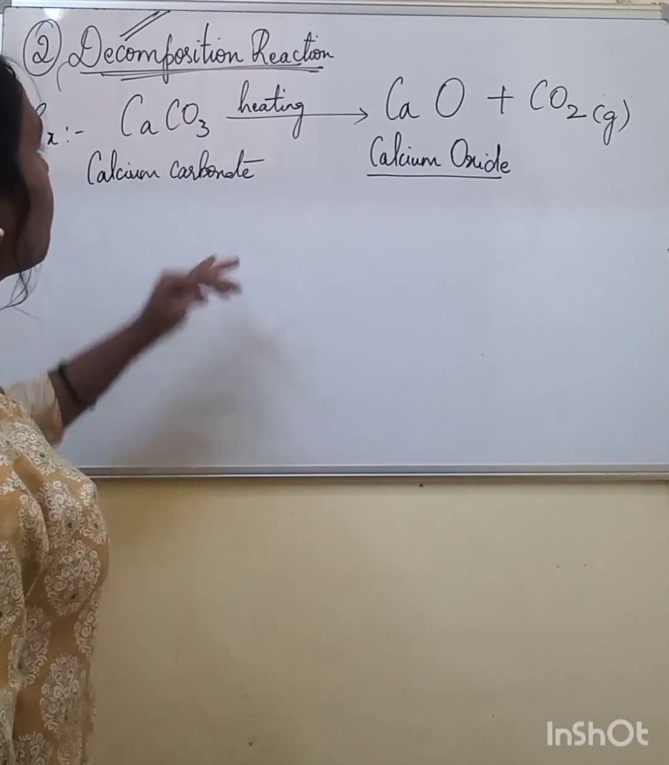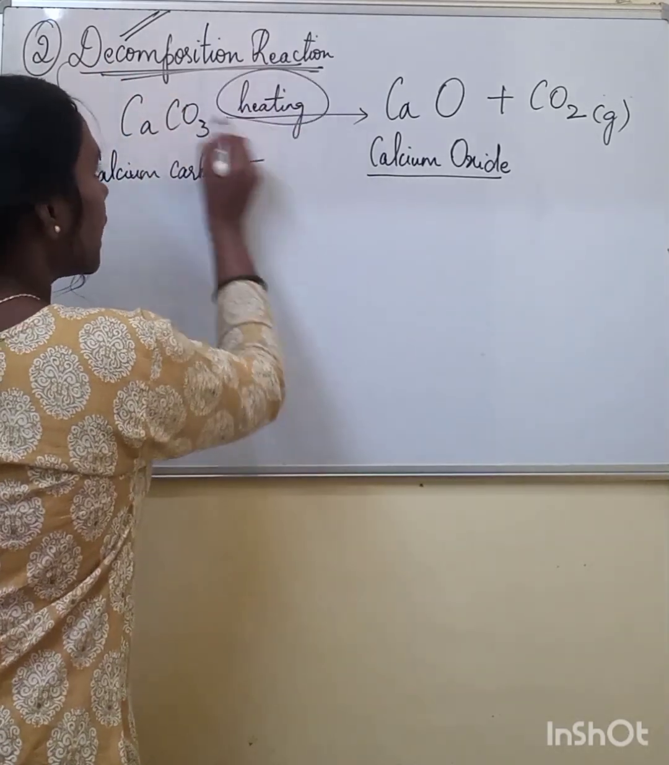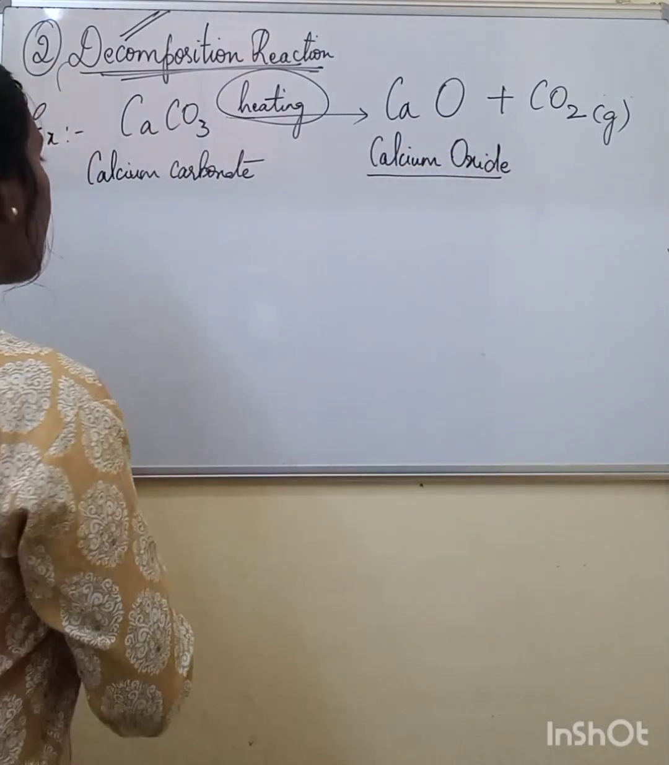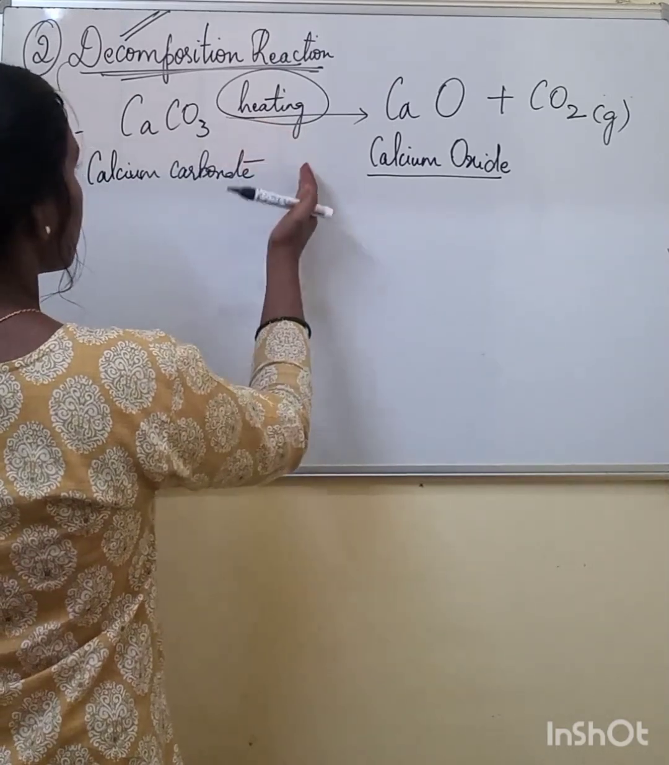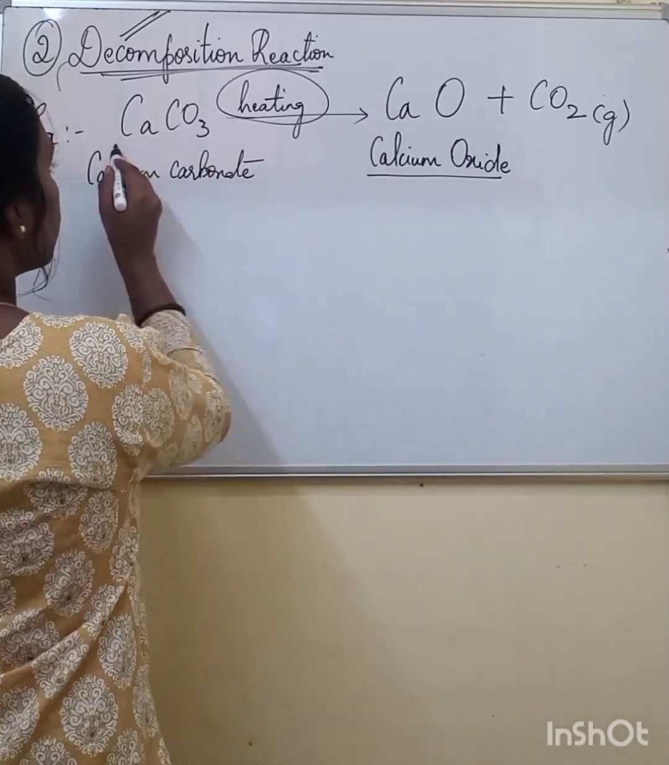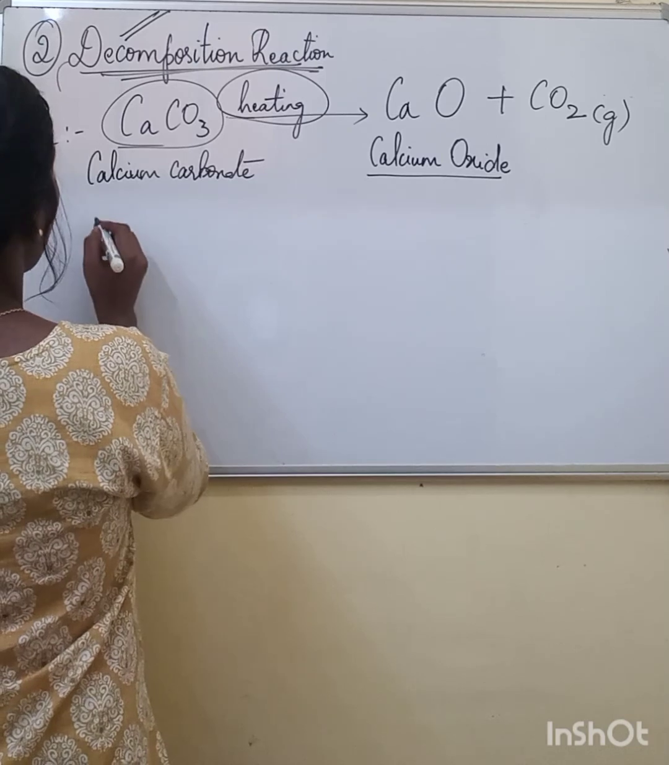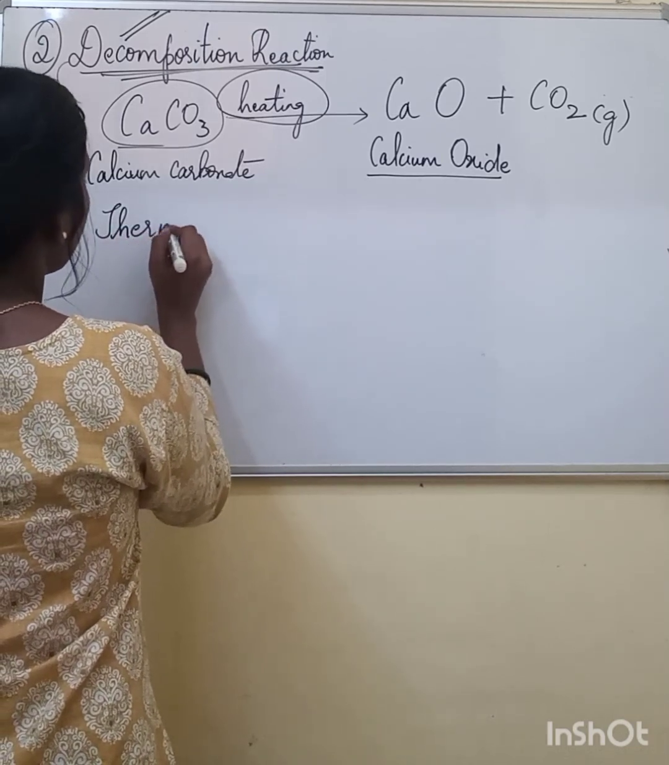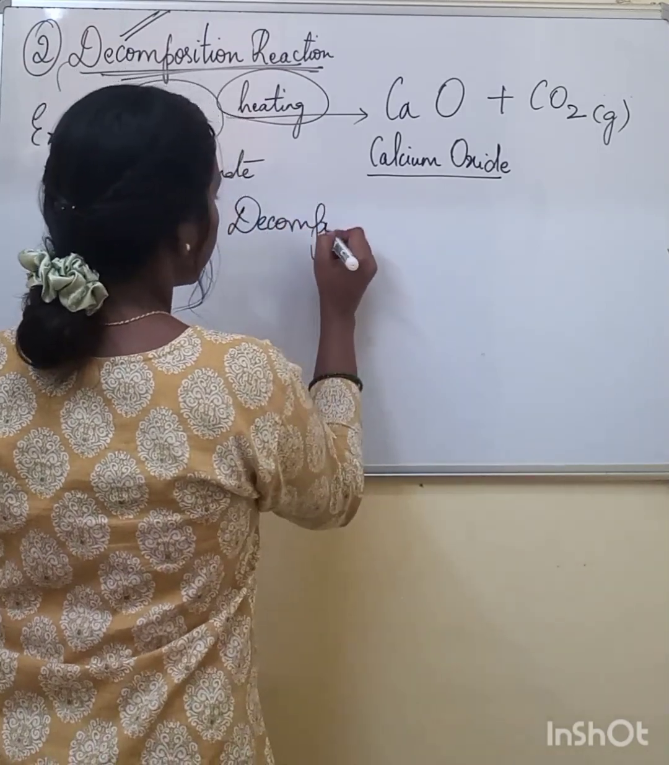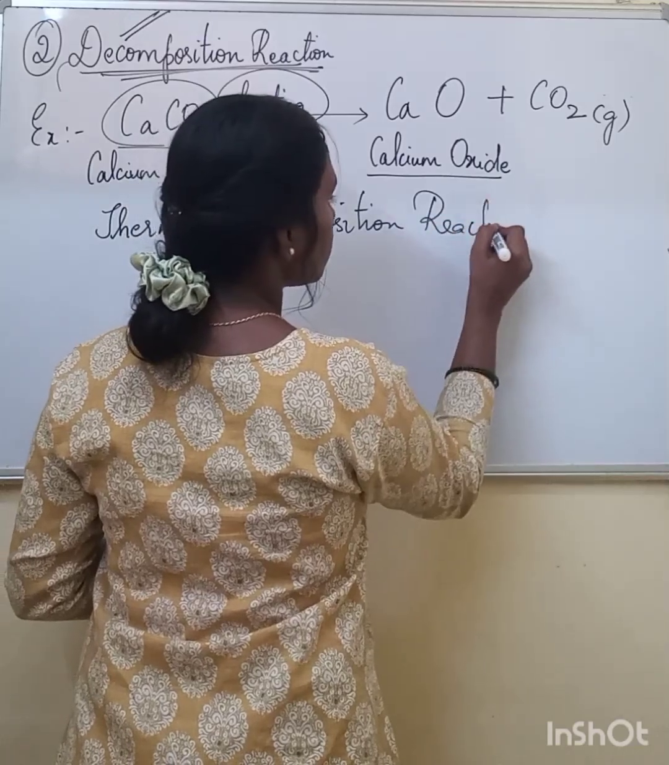So you can see that in the previous example and in this example, on heating there is decomposition taking place, a chemical reaction happening. Such reactions where heat is involved in decomposition or breaking down of the reactant in order to form products are called thermal decomposition reactions.